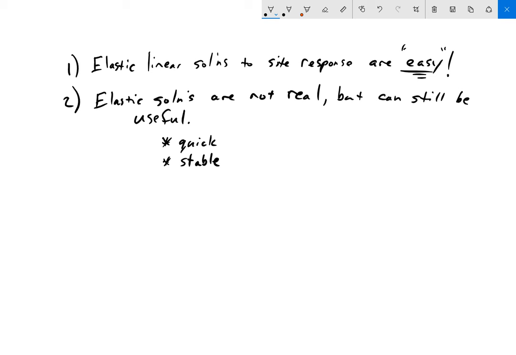Using elastic solutions, we can account for damping in the soil and the rock, which is very useful. And as we showed in case number 3, it does explain why we don't see huge, uncontrollable resonance in soil, because there's always going to be impedance between the soil and its underlying bedrock. And thank goodness for that.